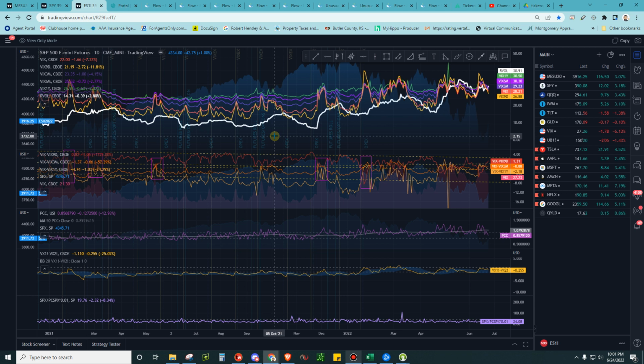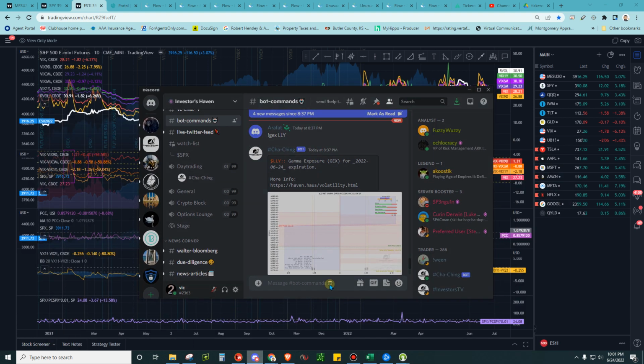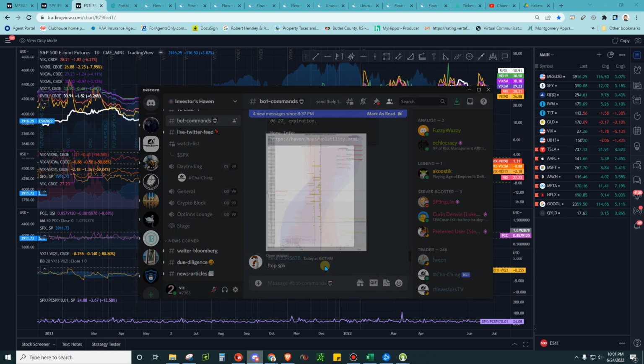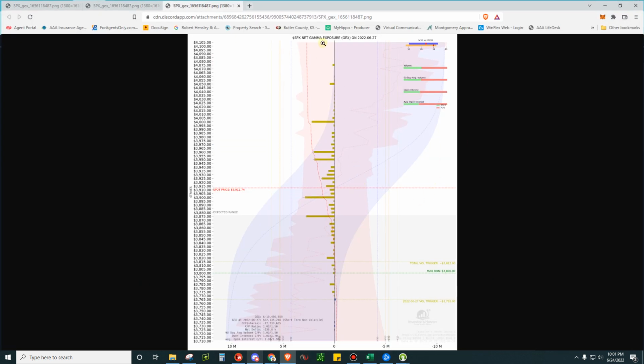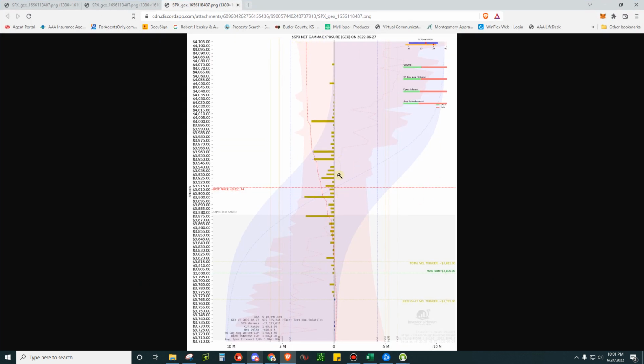Here's a cool layout I want to share with you. This was created by a guy in the Investors Haven Discord, where, if you followed me before, there are a lot of gamma exposure charts. I'll show you right now. You get a chart like this where you can get the gamma exposure of a stock. In this case it's SPX for Monday, and you can see where the gamma exposure is: positive gamma on the left, negative gamma on the right, if you understand any of that kind of stuff.